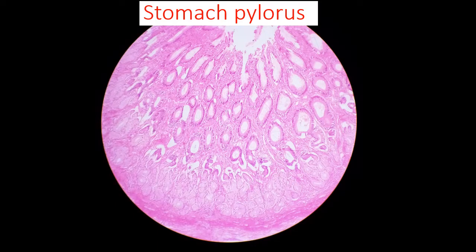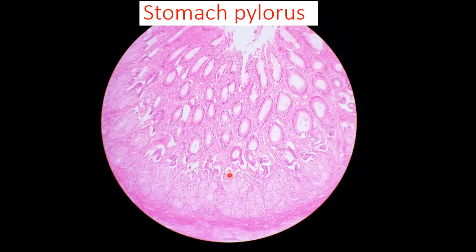Then we are moving to the stomach pylorus. How to identify the stomach pylorus? So the mucosal lining is simple columnar epithelia. Entire this is lined by the simple columnar epithelia. And the pits, here you can see that this is one pit. Deep gastric pits. And lamina propria, entire this is the lamina propria.